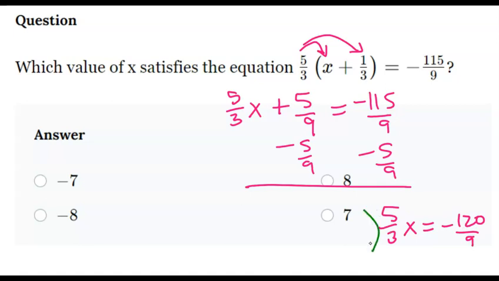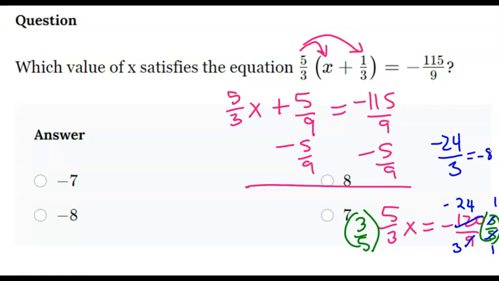And then to clear a coefficient that's a fraction, I'm going to multiply by the reciprocal. I'm going to cross cancel these here. And this one is 1, and that one is 24. So I would get negative 24 over 3, which equals negative 8, which is exactly what we figured out by substituting in each of these answer values. You should be able to solve it using this method or using the guess and check for the answer model.